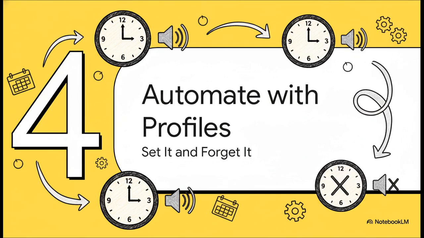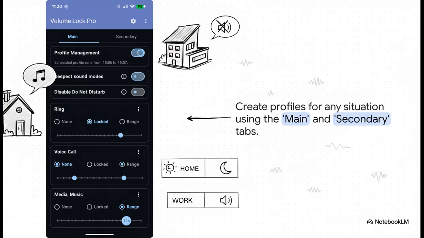Okay, get ready for the wow moment. We've seen how to set manual locks, which is awesome, but the real magic is in making them totally automatic. Just imagine your phone's volume adjusting itself as you go about your day. So the app uses this simple system of profiles. You've got a main profile and a secondary one. Just think of them as home and work. You can set completely different volume rules for each one, like, say, a quieter ringer at the office and a louder one when you're at home.